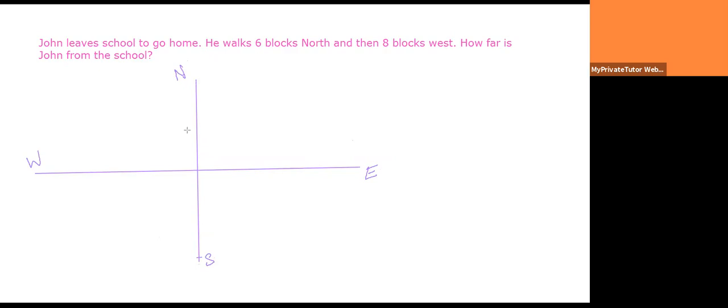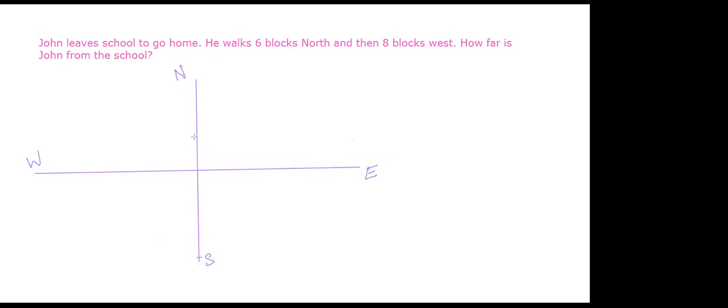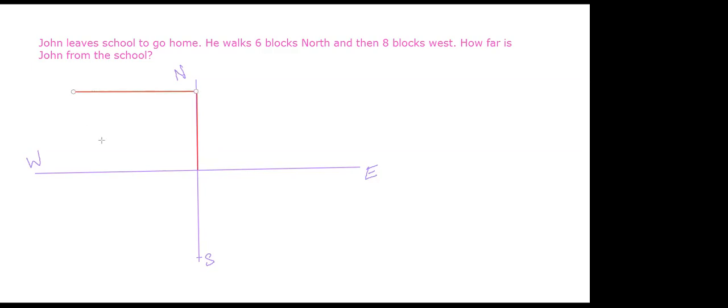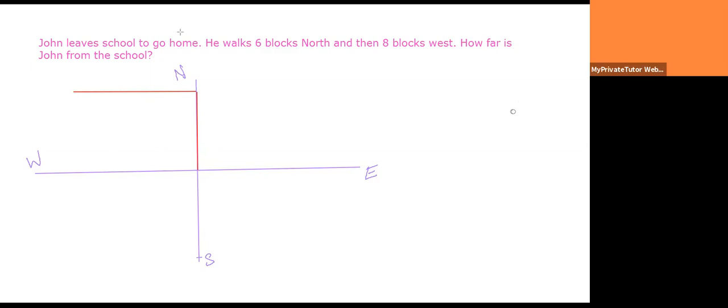Can you please read the question? John walks 6 blocks north. So north side, in a sense, this is the side John walks 6 blocks. Then from the west side, he walks 8 blocks. And this is the starting point. I think you guys know the starting point. This is where John is now.